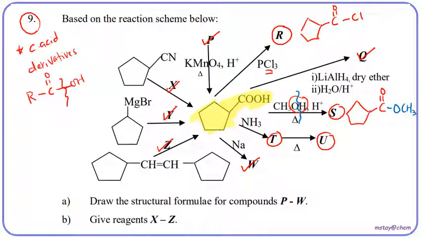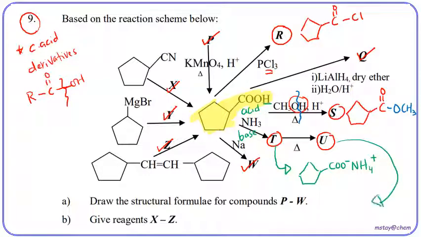Okay, so the next one is the NH3. Like we mentioned previously, NH3 is a base and carboxylic acid is an acid. So acid and base react, and basically they will produce a salt. So we will have COO negative. The H will be removed and replaced by the base NH3, so it becomes NH4 plus. Then when we do the heating, the structure U will be over here. It will become the amide, which is C double bond O and NH2.